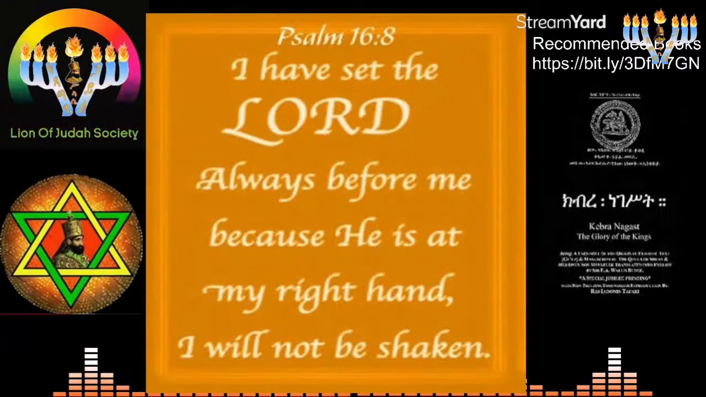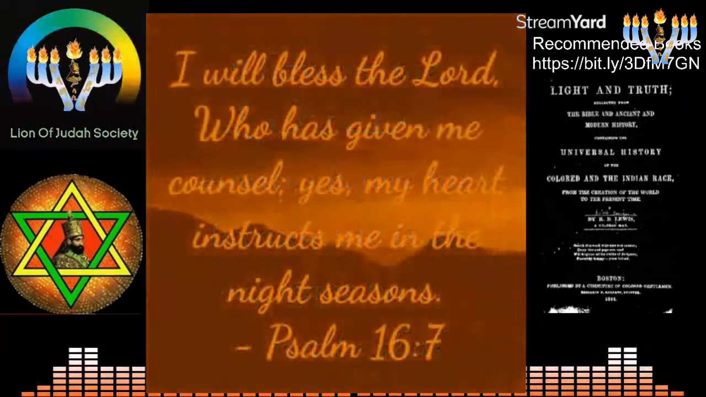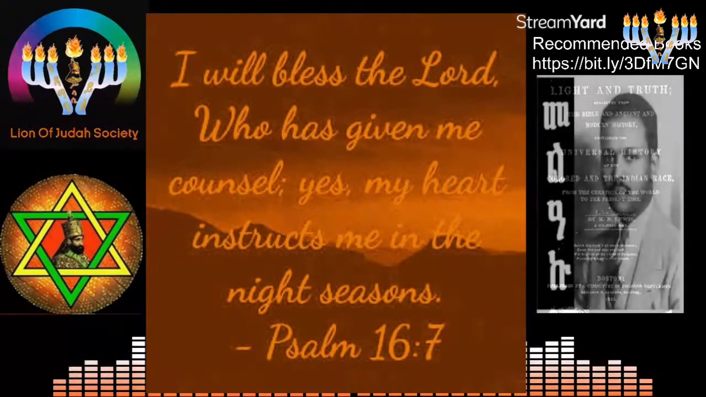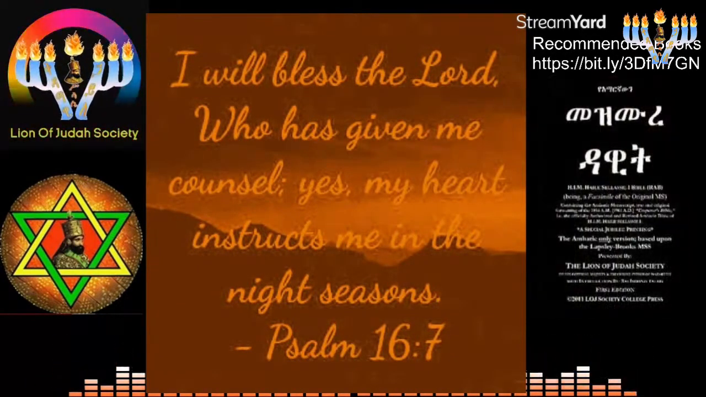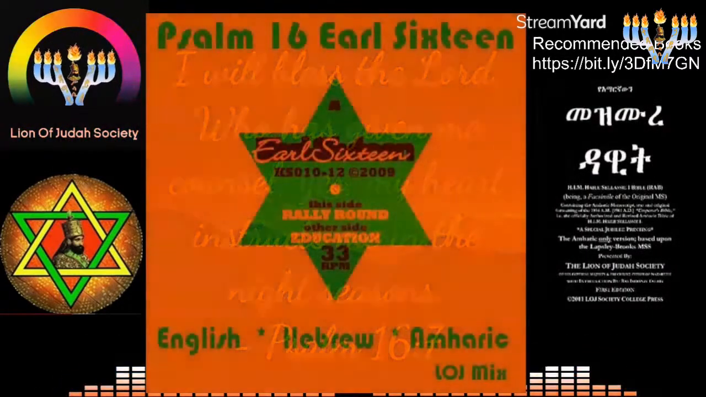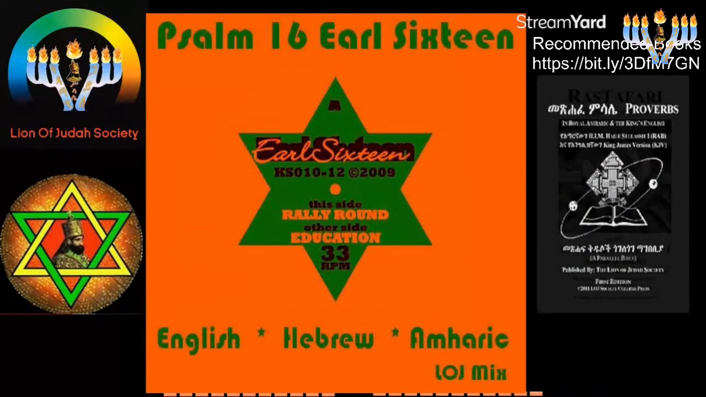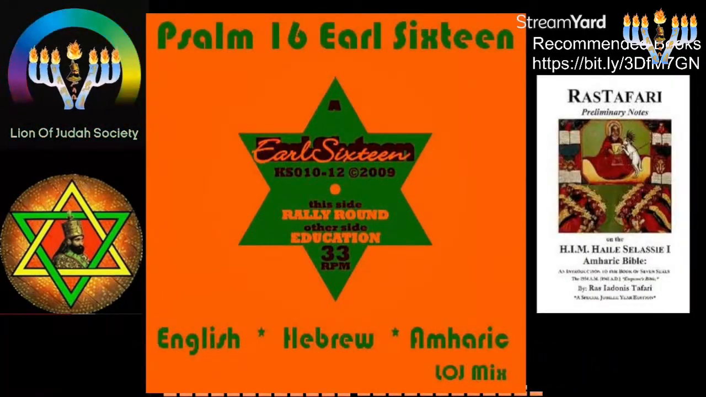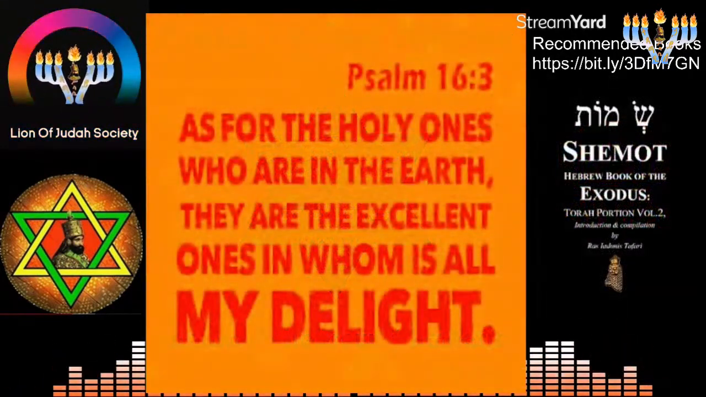But let the righteous be glad. Let them rejoice before God. Yea, let them exceedingly rejoice. Sing unto God. Sing praises to his name. Extol him that rideth upon the heavens by his name, Yah, Yah, Yah. And rejoice before him. A father of the fatherless and a judge of the widows is God in his holy habitation. God setteth the solitary in families.